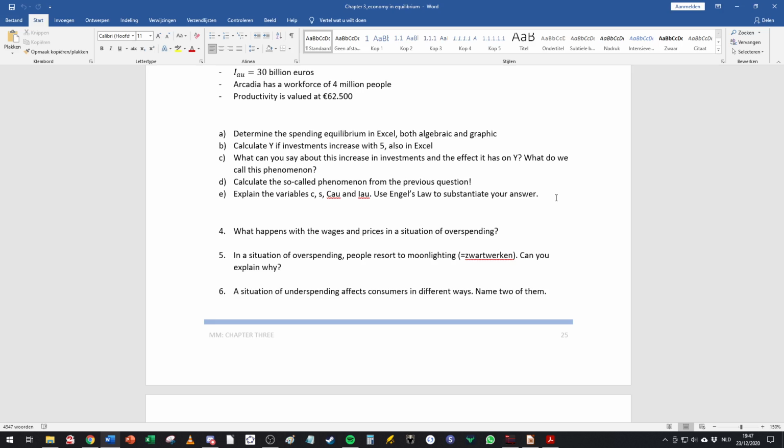Also, prices are very high. Think about a country like Belgium, where the wages adjust to the level of inflation. So the higher the inflation, the higher the wages. So this is not a good case at all. All right, that's the most important thing about this question. Let's go on to the next one.